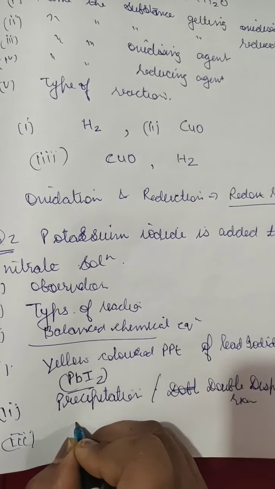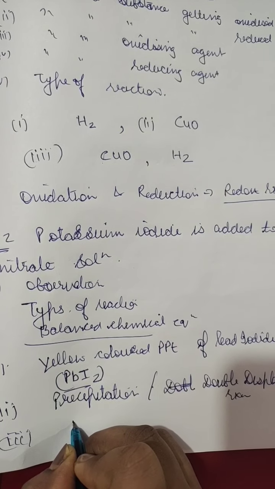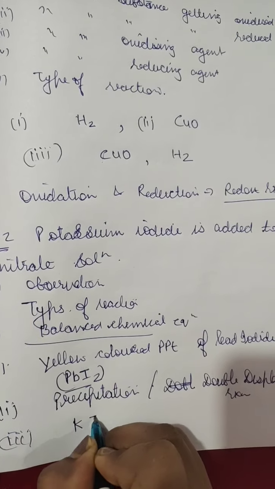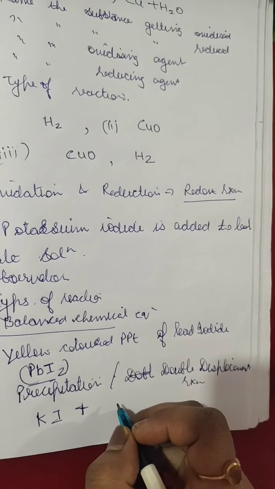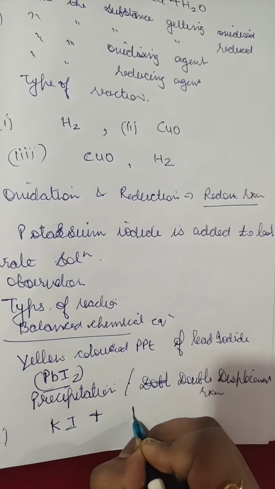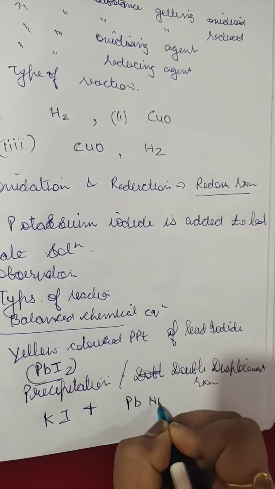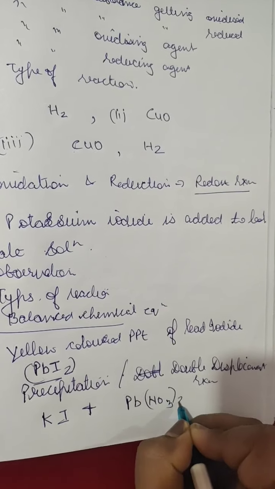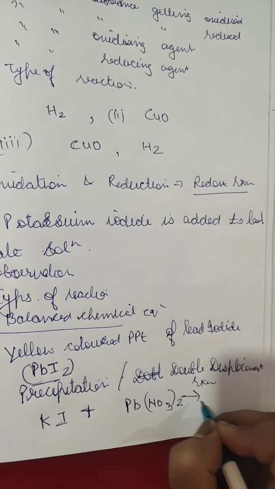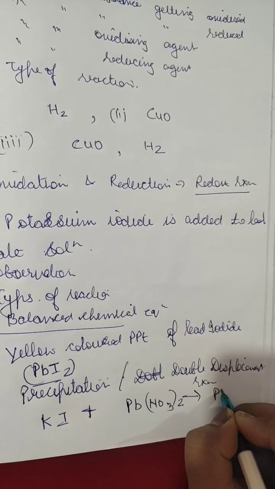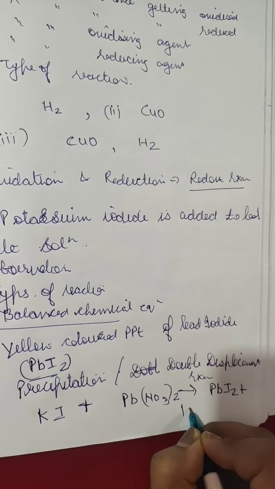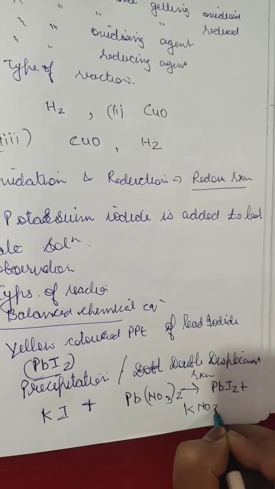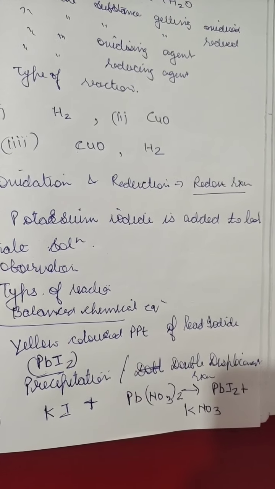So the reaction is potassium iodide, KI, reacts with lead nitrate. So lead is Pb, NO3 whole twice. It gives lead iodide plus potassium nitrate. So now you have to balance the equation as well.